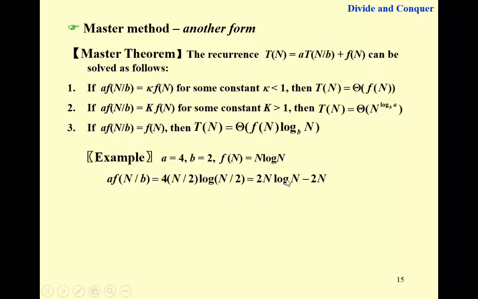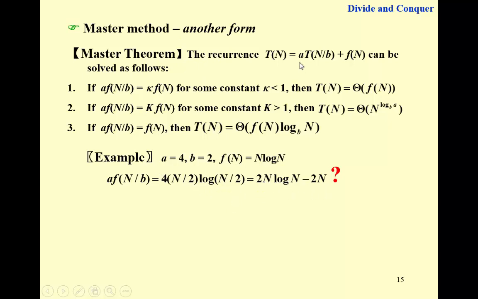So we get 2n log n minus 2n, and compare it with f of n, which is n log n. Obviously they are not equal, and we simply cannot find any single constant to make them equal. There's no way to make them equal because there's an extra term here. So it just means that we cannot apply this master theorem to obtain the conclusion for this case.